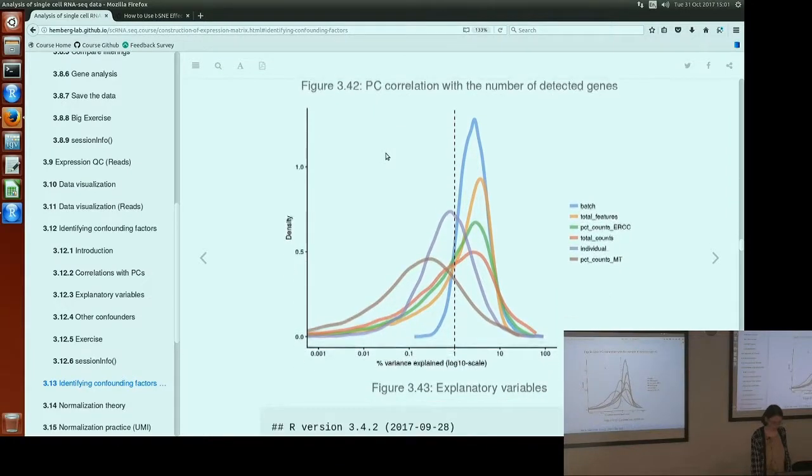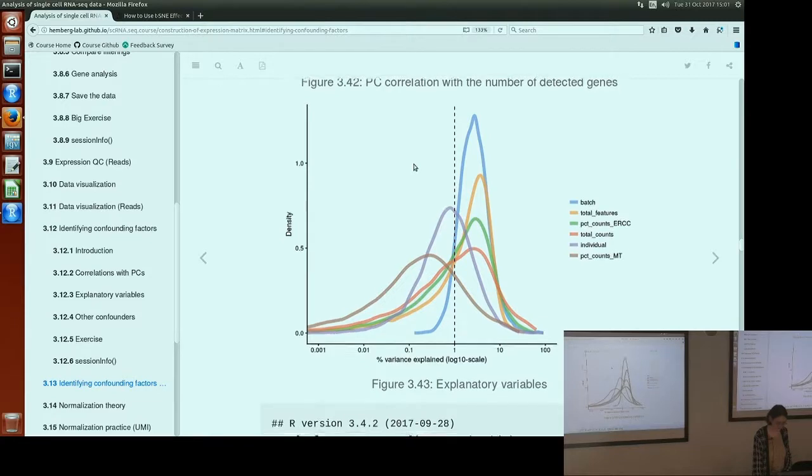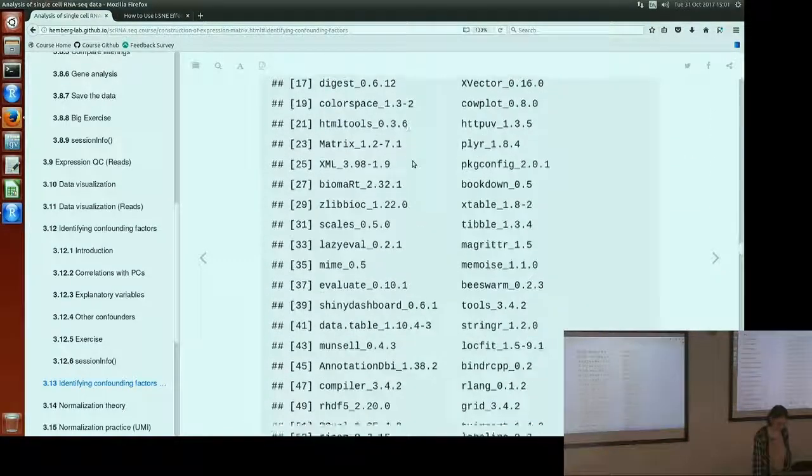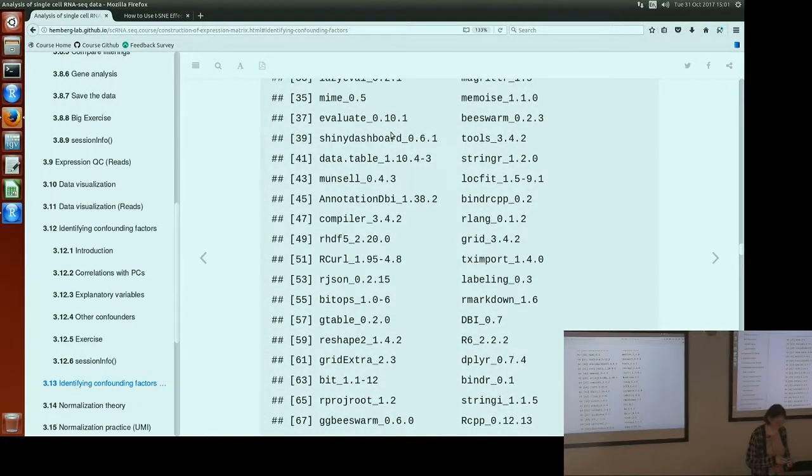And then if you look at the confounders plot, you can see that batch is more important relative to total features, or total features and total counts are less important than it was for the UMI data. But otherwise, we still have a strong batch effect and still have a strong effect for total features. And that's it. So now we'll have a 10-minute coffee break, and we'll continue again.